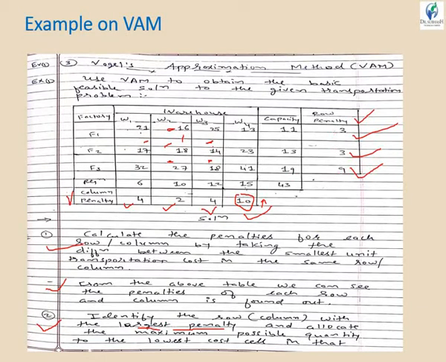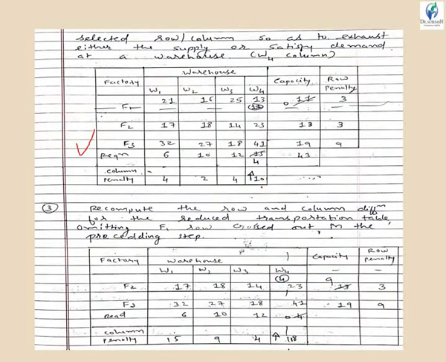For row it is 3, 3, 9, for column it is 4, 2, 4 and 10. So 10 is the maximum penalty, or the largest penalty among all that we have obtained. So we will select that column for doing the allocation. So we have selected this column W4.